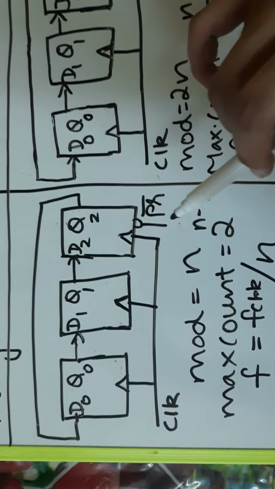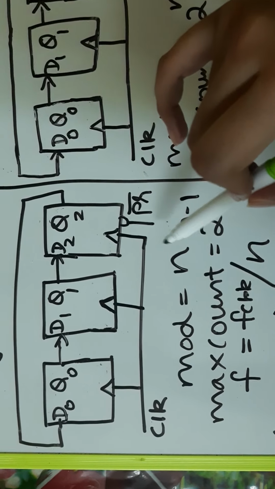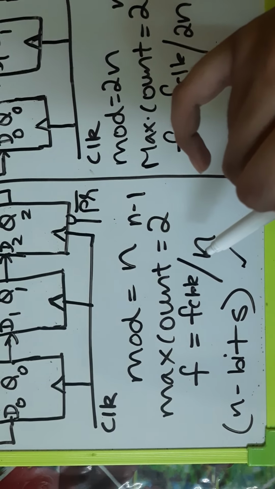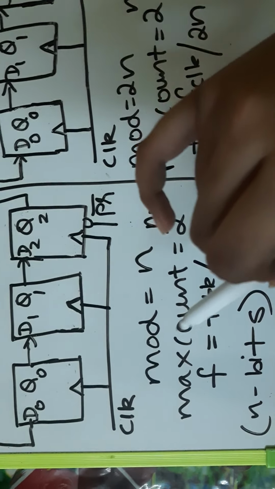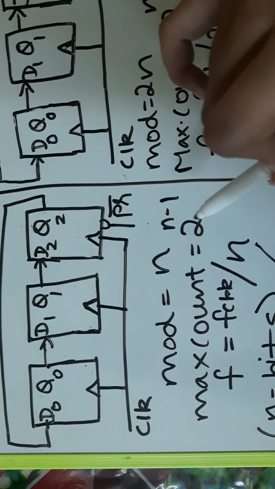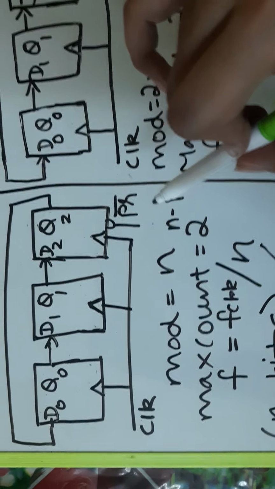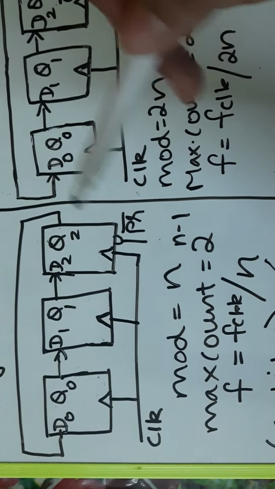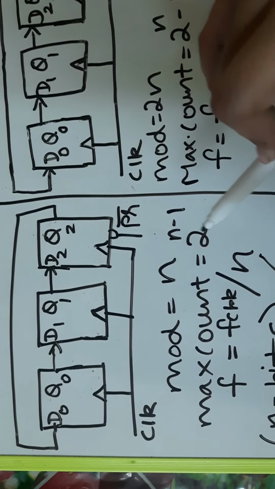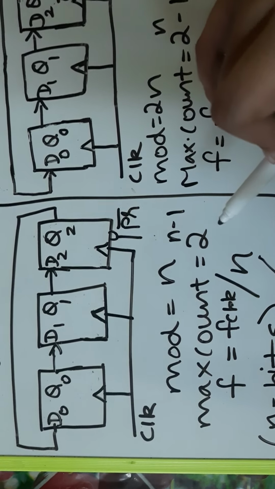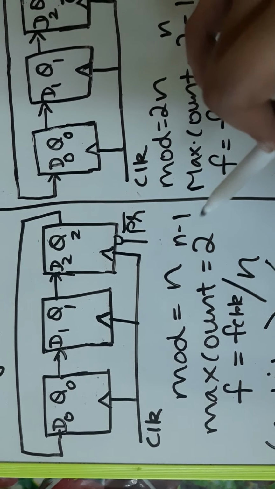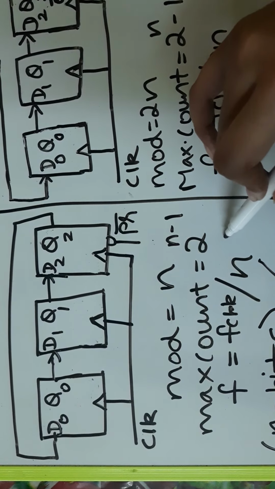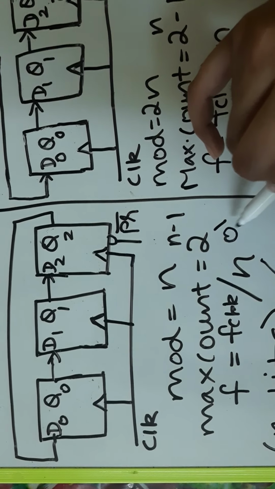For the ring counter, the modulus number is n. Here n is nothing but the number of bits, and the maximum count up to which it will count is 2 to the power of n minus 1. For example, if the value of n is 2, if it is a 2-bit counter, the maximum count will be 2 to the power of 2 minus 1, which is 2 to the power of 1, which is 2. So the possible states will be 0, 1 and 0, 0.